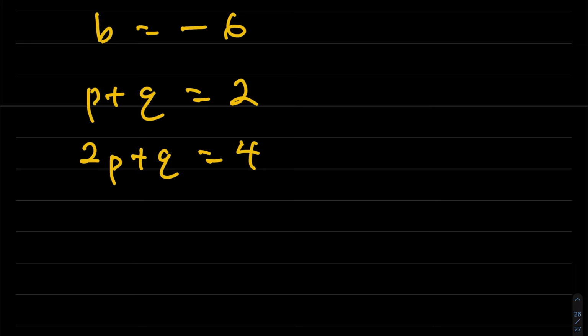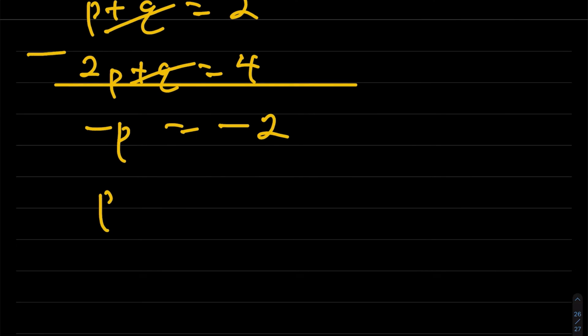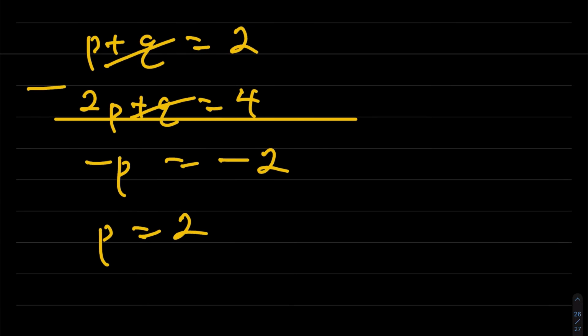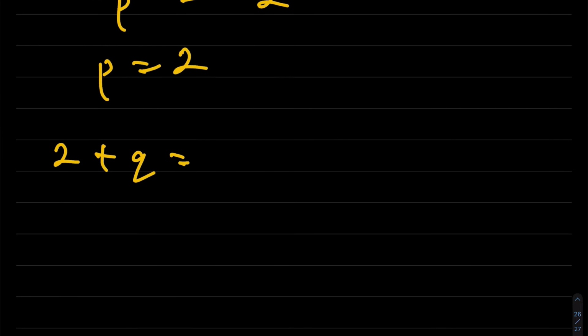Now we're solving these two equations simultaneously. I can do that also by subtraction. P minus 2p is minus p. Q minus q is 0, equals 2 minus 4. That's minus 2. And that simply means p equals 2. If I put p in equation 2, I'm going to get 2 plus q equals 2. And that simply means q equals 2 minus 2, which is 0.